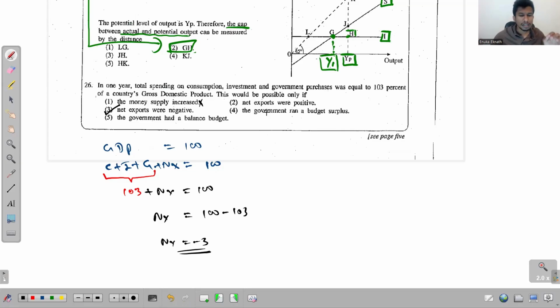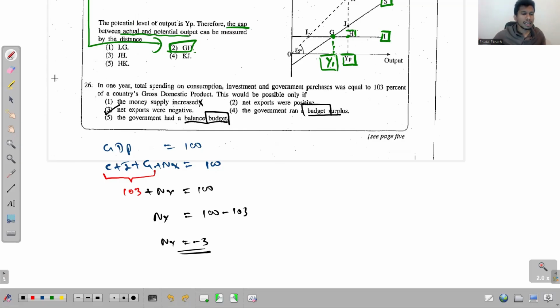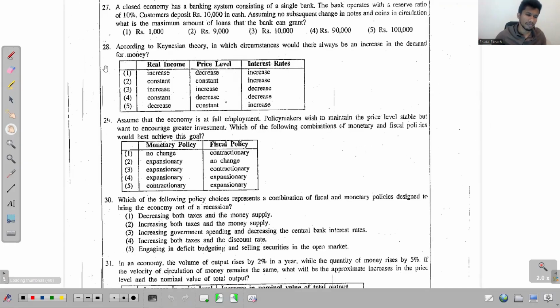The fourth one says the government ran a budget surplus. Okay, so that's about budget surplus. And the fifth one says the government had a balanced budget. See that now we can't comment on the nature of the budget again by looking at only these given values. So the only acceptable answer is the third one. Right, now come to this question 27.